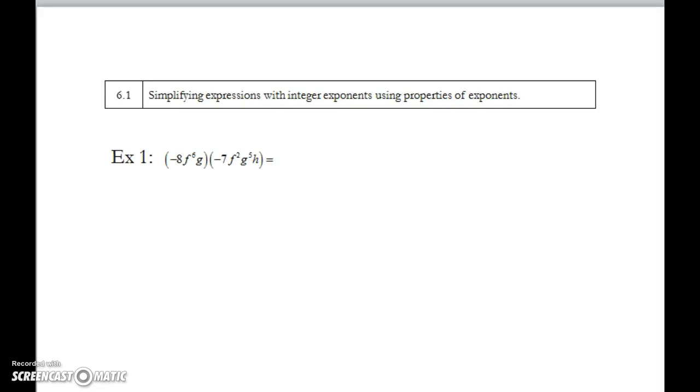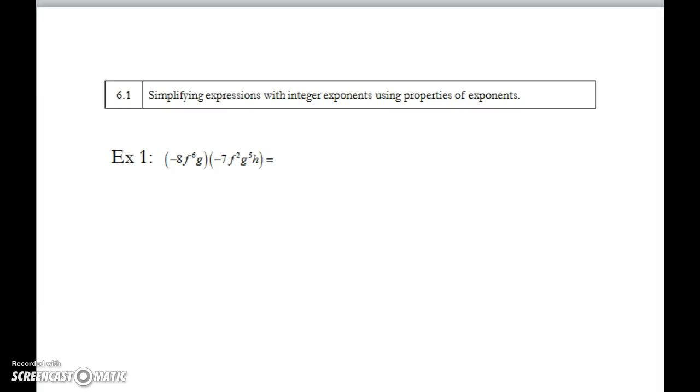Standard 6.1, Simplifying Expressions with Integer Exponents Using Properties of Exponents. So for each example I'm going to do here, I'm going to first give you the different properties that are relevant to that example and explain why those properties actually hold true. It's hard sometimes for us to memorize the properties, but if you know where they're coming from, you can reproduce them going back to the meaning of exponents.